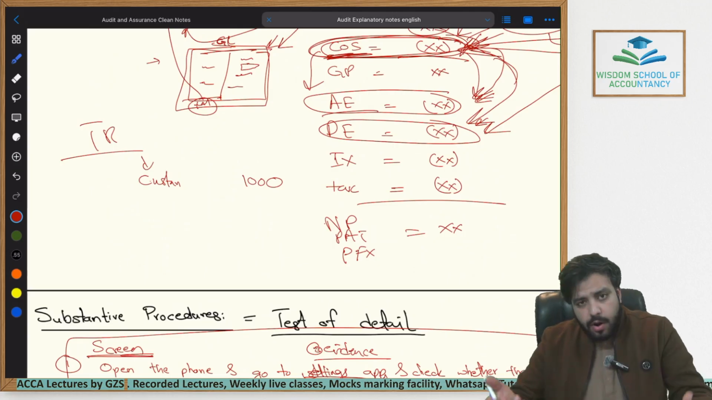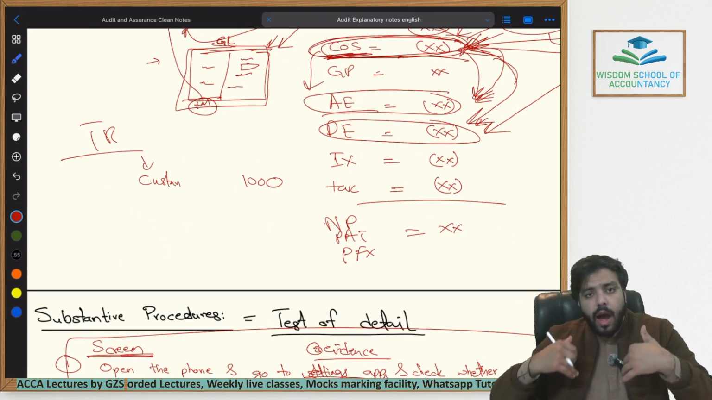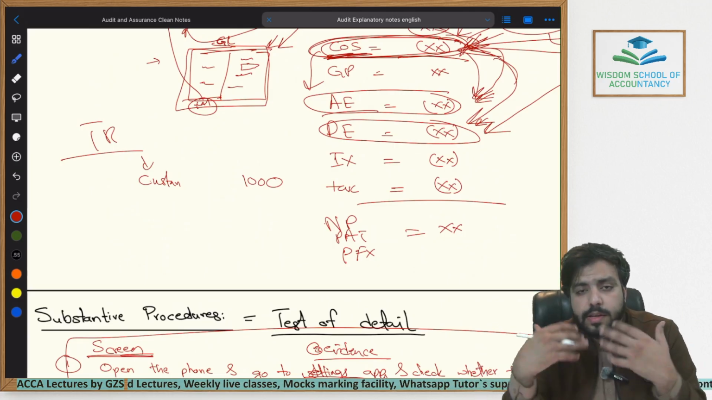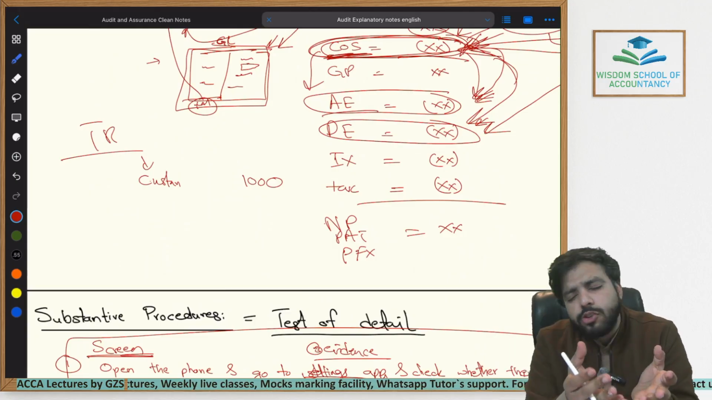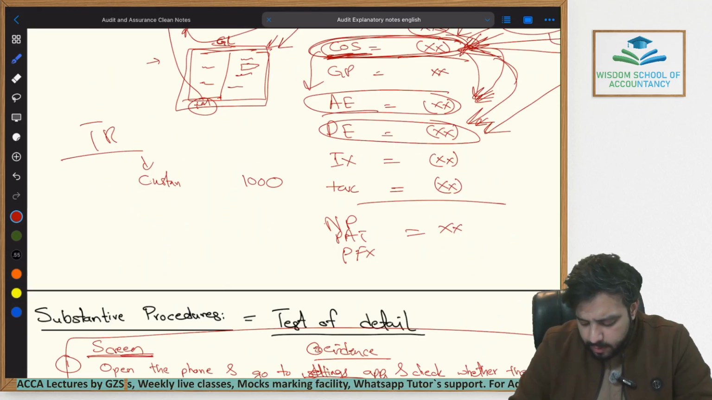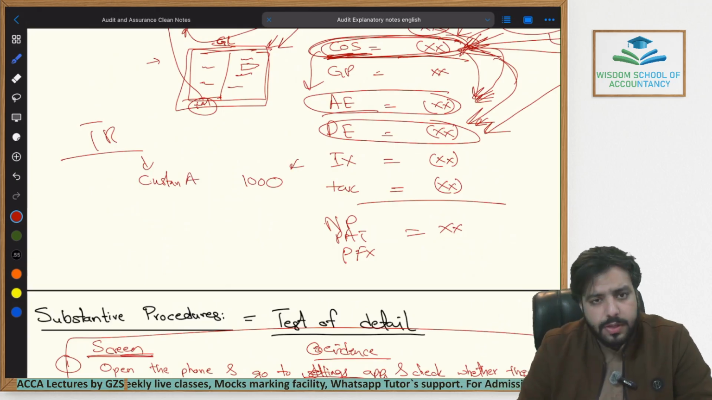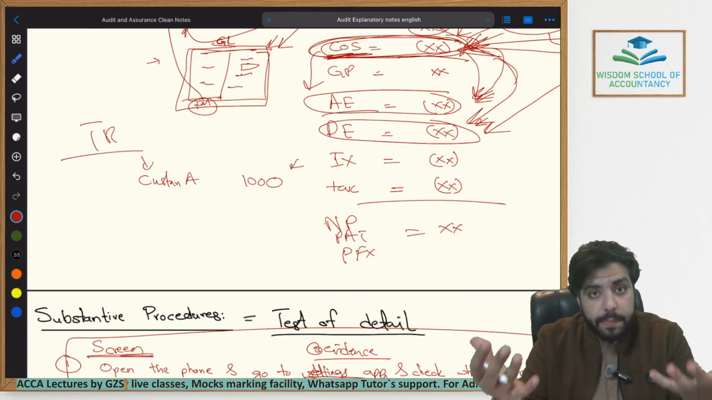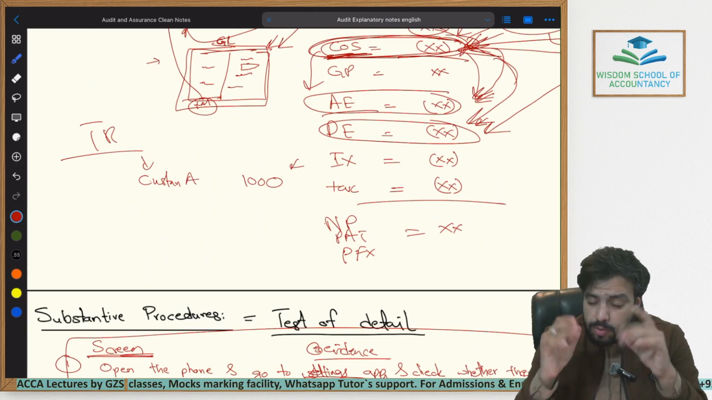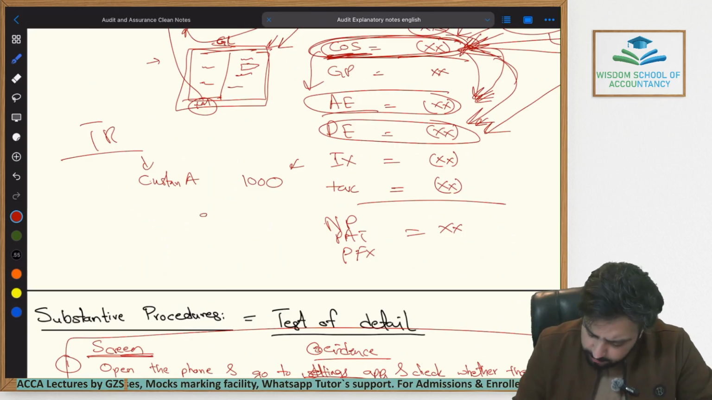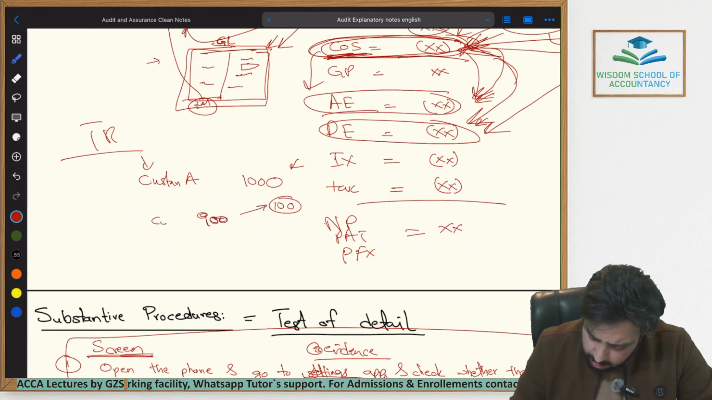And when, as an auditor, we asked that customer, we discussed with that customer, how much do you have to actually pay this company? This company has recorded a receivable of $1,000. How much do you have to actually pay this company? The customer tells the auditor that I only have to pay $100. I don't know where this extra $100 is coming from. I only have to pay this company $900.